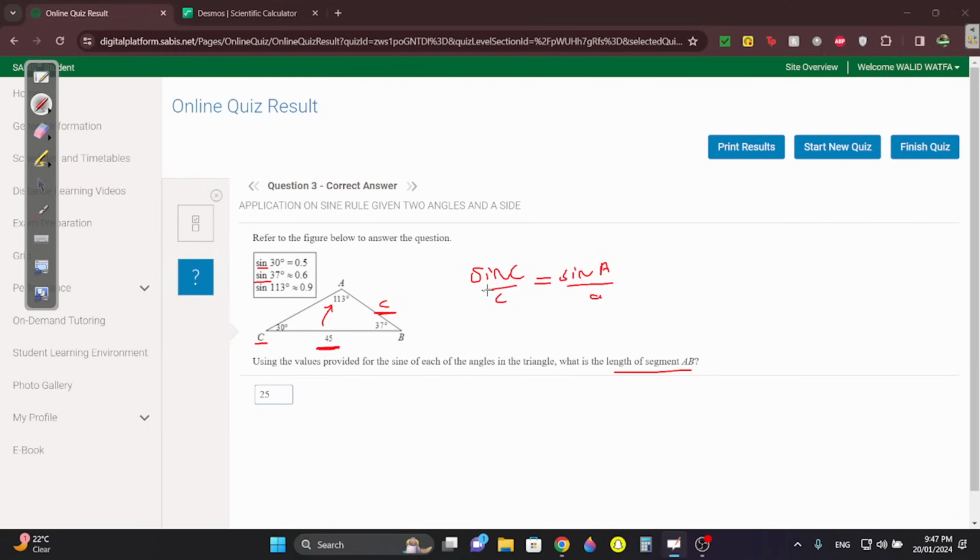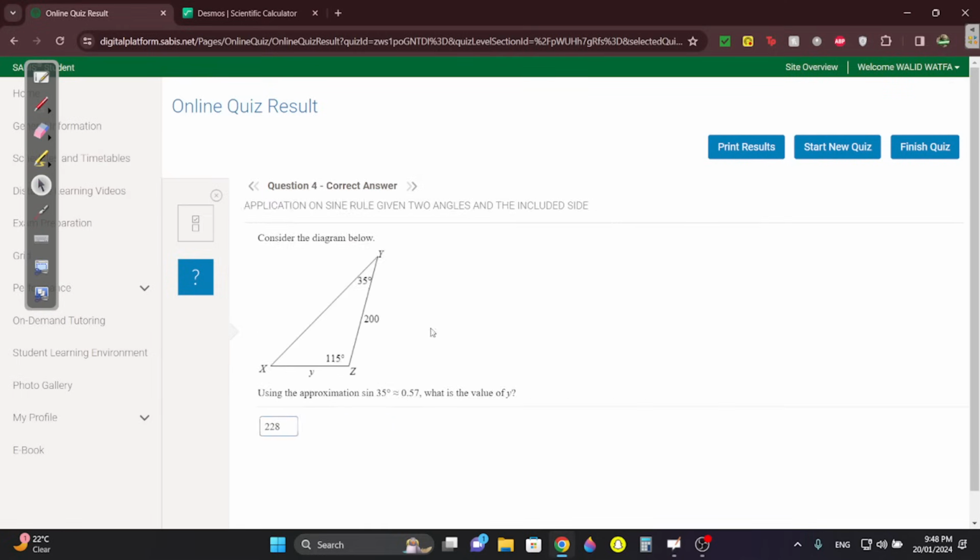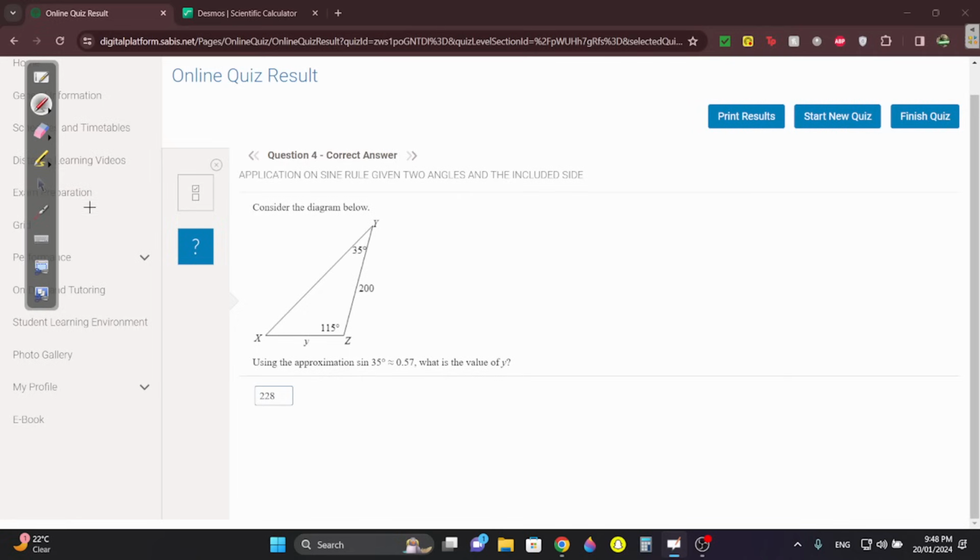over A. Okay, sine C is going to be sine 30, which is 0.5 over C, side C, we don't know it, equals sine A, so sine 113, which is 0.9, over side A, which is 45, given 45. Cross multiply, you'll get C is 25. Question 4, and I'm going through them a bit quickly, they're all repeat, but the new concepts I'll go through slowly. They're from last week.